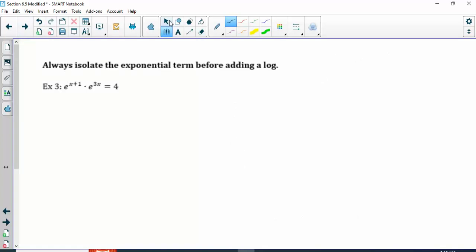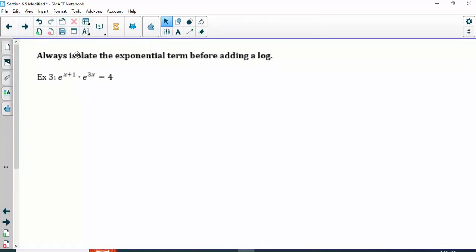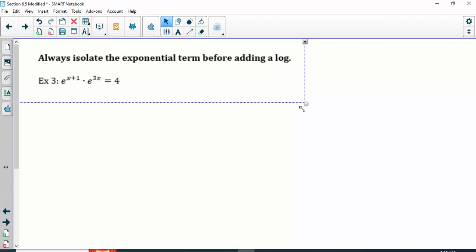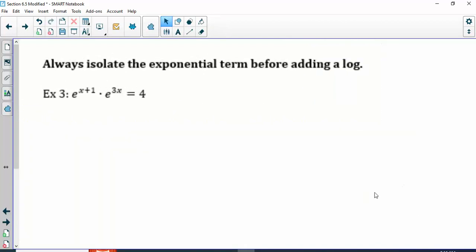Okay, let's try this one. So I put on here, we need to be careful. Before we add the logs, we always want to isolate the exponential term. Okay, we want just one exponent on that side before we add the log. Because otherwise, if you have the log of things being multiplied, you have to break it apart into multiple logs and it becomes a much more complex problem.